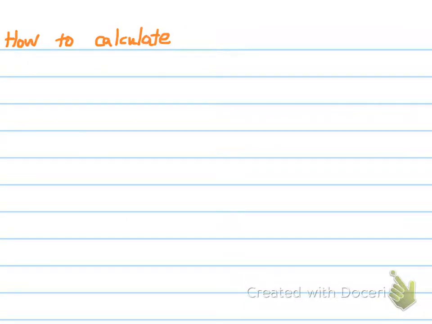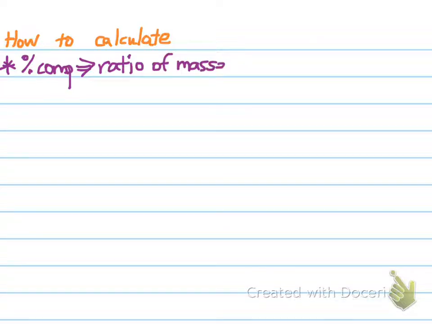So, how do we actually calculate that? The steps we're going to go through are: we're going to use our percent composition to get a ratio of masses. We're going to use that ratio of masses to get a ratio of moles. And then we're going to use that ratio of moles to get our lowest whole number ratio.